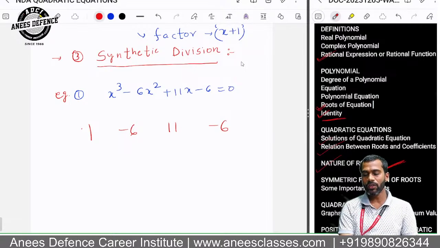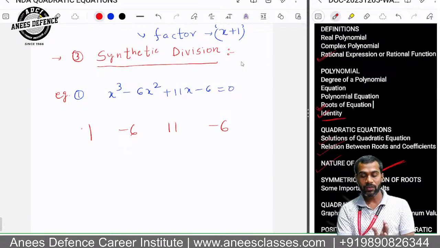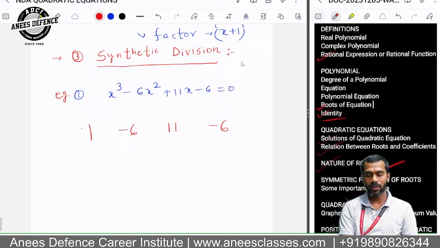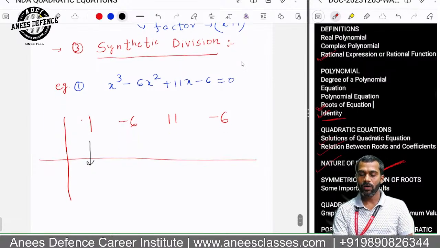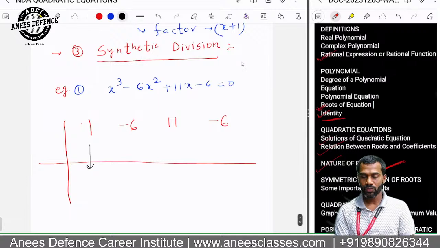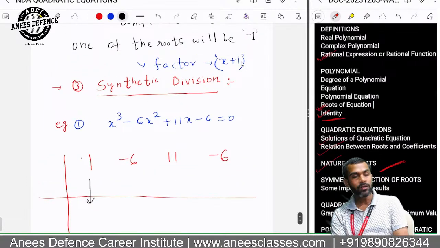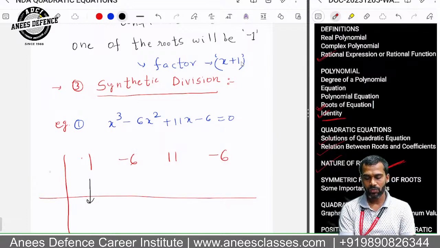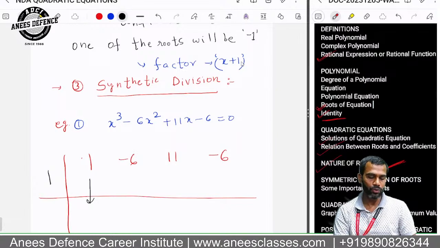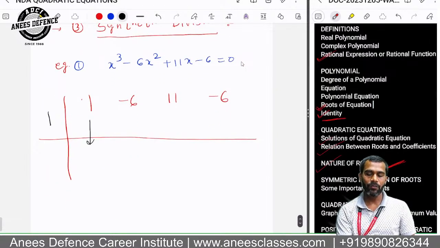As we can see, not a single term is missing here. Every power is there: 3, 2, 1, and 0. So I have written every number. Now, what is the first step? We have to copy the first. Okay, see, we need to apply the first two rules first. If you add all the coefficients, it becomes 0. It means one of the roots would be 1. So I'm quite sure 1 is a root, and there's no need to check now. What I'm doing now is finding the other roots, so I'm using synthetic division with 1 written here.